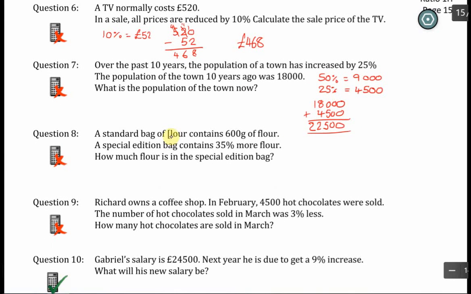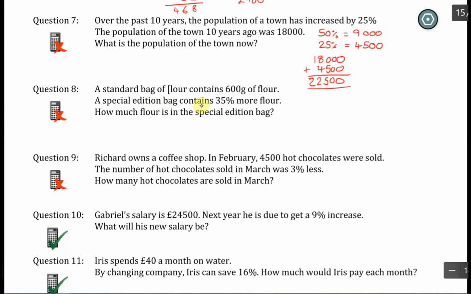A standard bag of flour, it's going to be an F, contains 600 grams of flour. A special edition bag contains 35% more flour. How much flour is in the special edition bag? So they want to increase this by 35%.